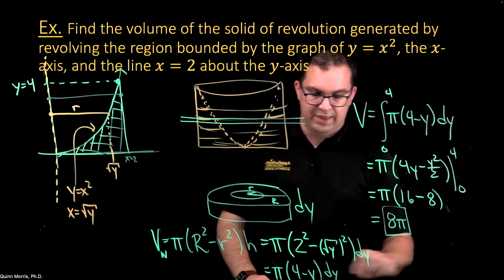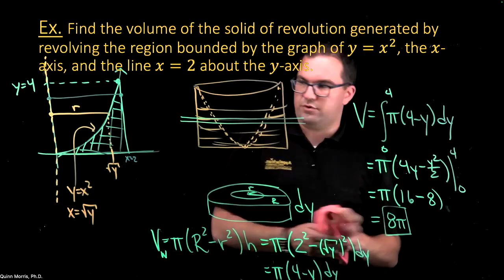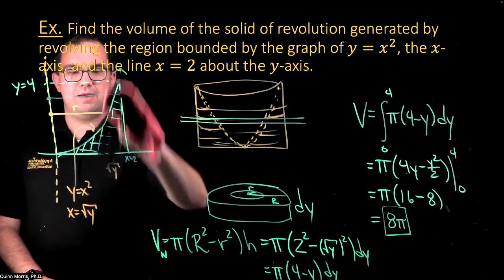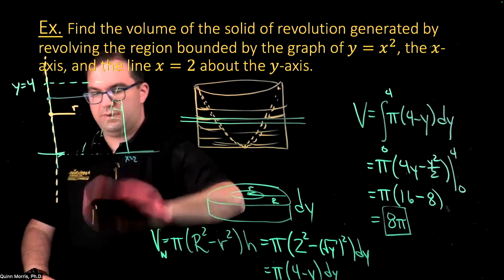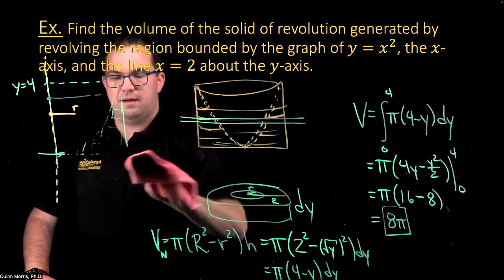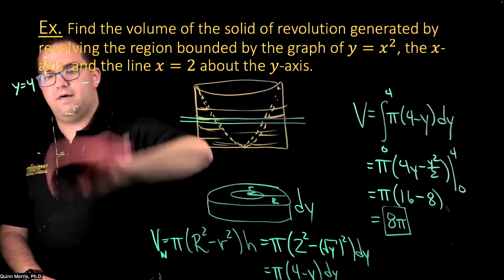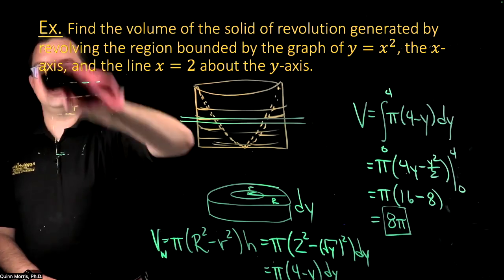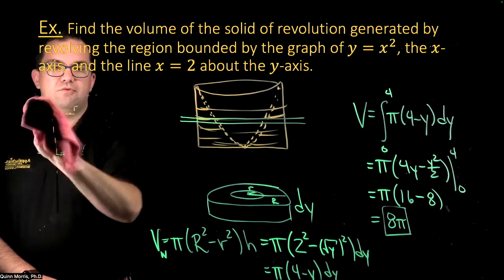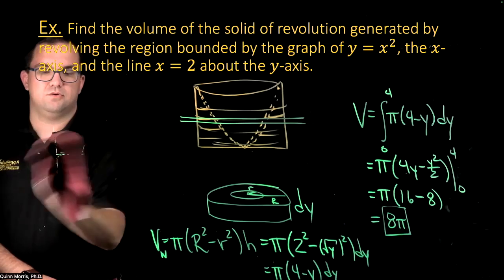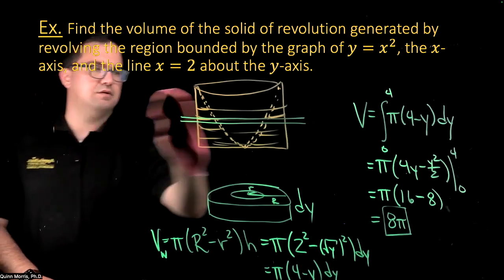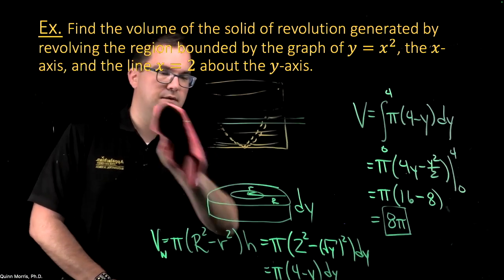All right, let's look at one more example. And if you're paying attention, you may be able to figure out what we haven't covered yet. We're going to do one more example where we're going to have a washer as a cross section, but this time we're going to be rotating around something that's horizontal. So we'll slice in a different way.